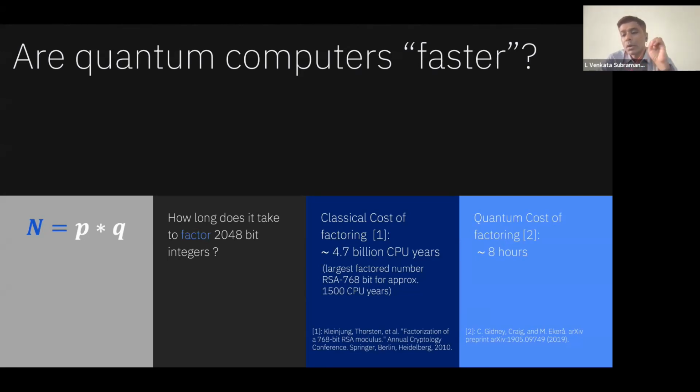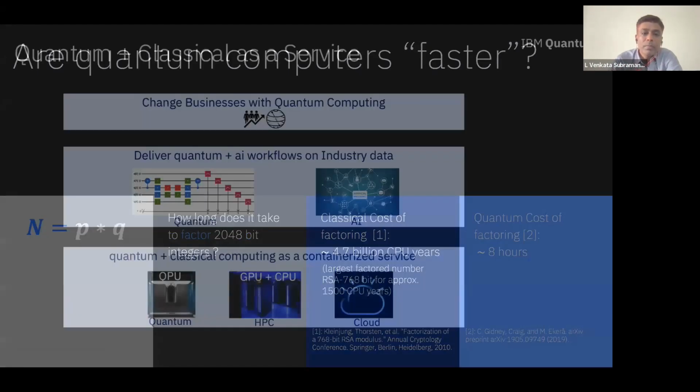The same operation on a quantum computer will take a much lower amount of time, just a few hours. This is a famous algorithm called Shor's algorithm, which showed that quantum computers can do factorization in polynomial time. So here is an operation which quantum computers are faster at. There are things that classical computers are faster at, and there are things that quantum computers are faster at.